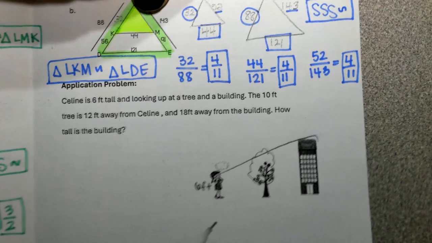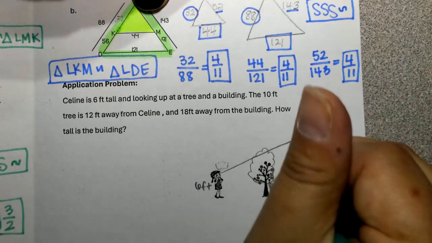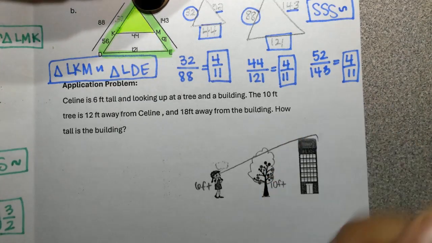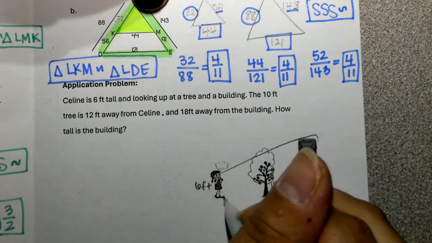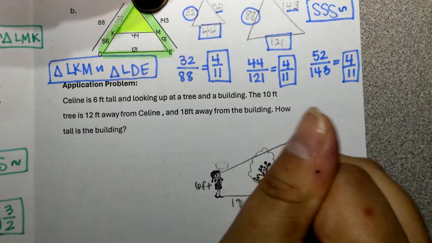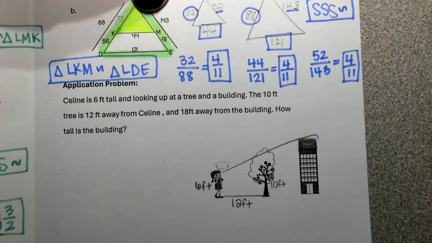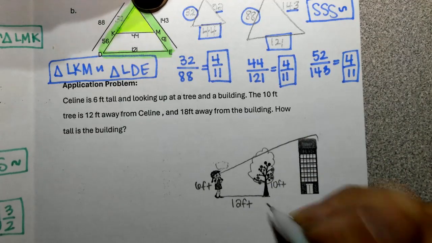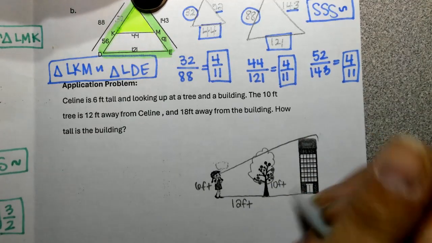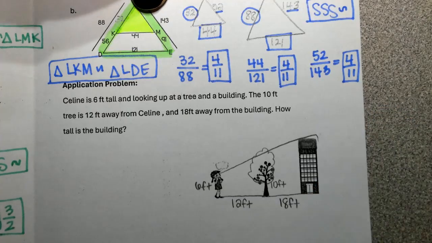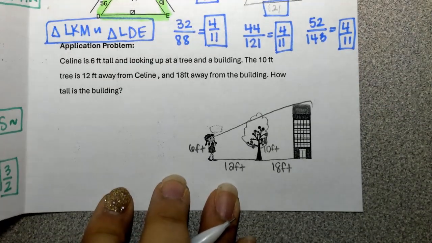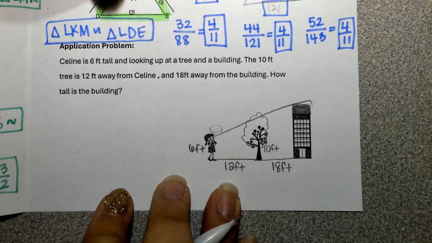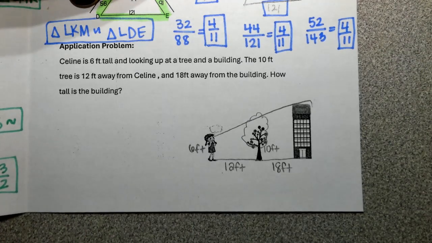Okay? The 10-foot tree is 12 feet away from Celine. 12 feet away. And 18 feet away from the building. Right? How tall is the building? Well, what do I do here?